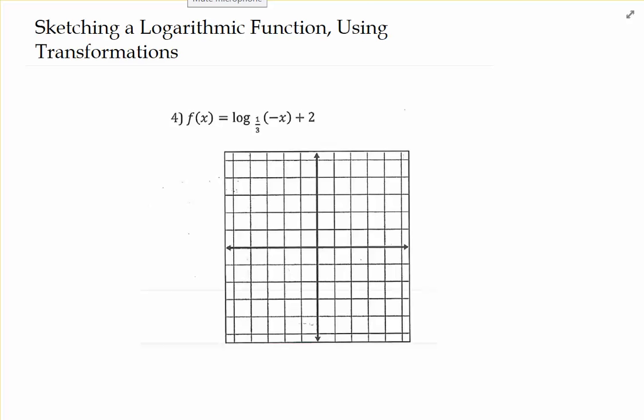What's going on, Algebros? Mr. C here, and I'm going to show you how to sketch a logarithmic function using transformations.